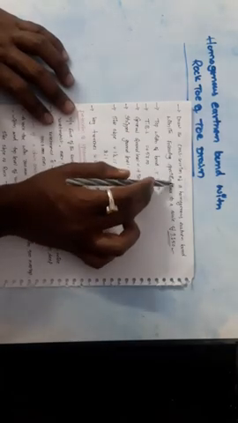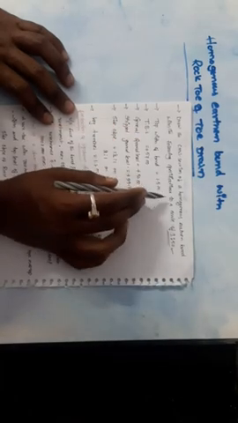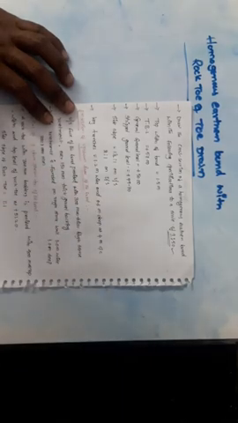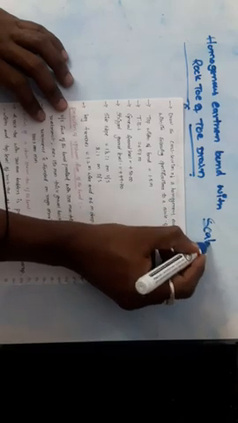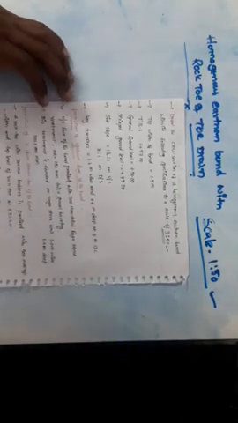Now see here, this is the question of the diagram. Draw the cross section of a homogeneous earthen bund with the following specifications to a scale of 1 is to 50.